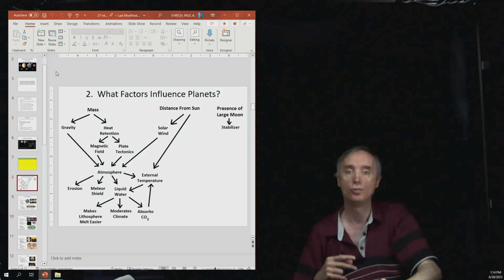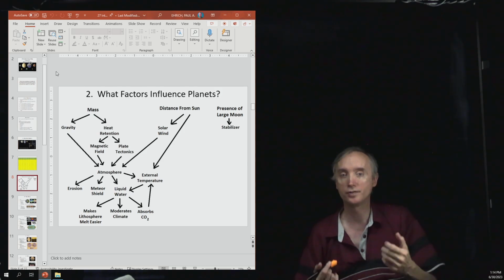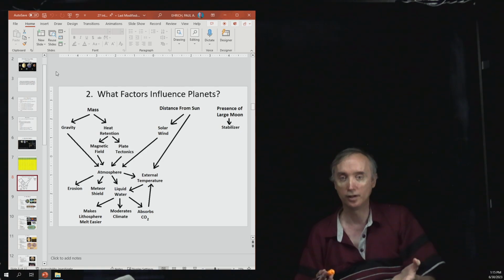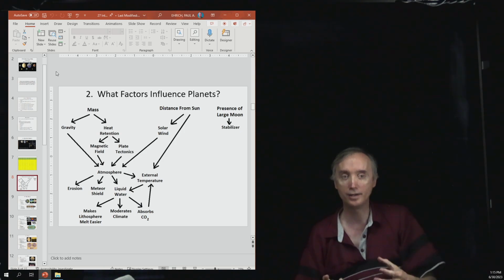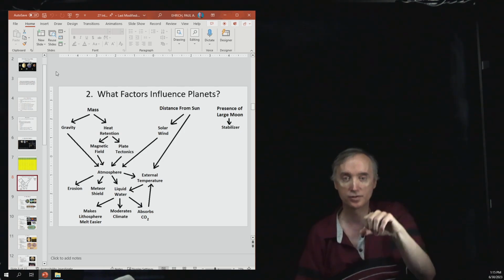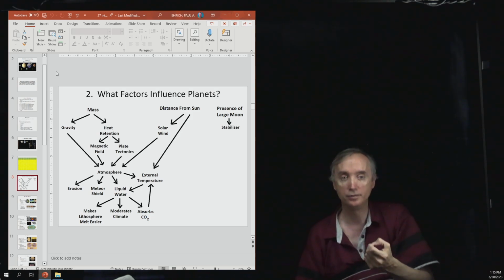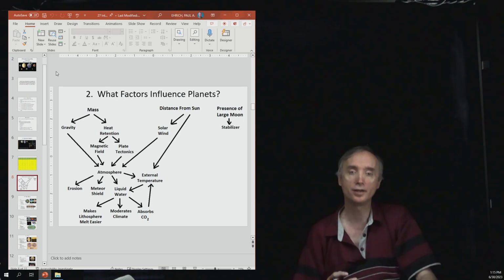Okay, so now what does an ocean do? What does liquid water do? Liquid water absorbs carbon dioxide and turns it into limestone, and that's going to affect the climate of the planet. Liquid water also helps to moderate the climate, just like Hawaii is surrounded by water, so the climate of Hawaii doesn't change by very much. And then water can get into lithospheric plates and makes those plates easier to melt.